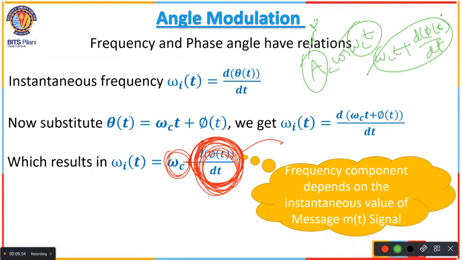Of course, when you write in terms of frequency, the t will not come. It is omega c plus d phi by dt; that's the frequency when you talk in terms of frequency. When you talk in terms of phase, your carrier will become omega ct plus phi of t. This is phase. Have you understood this? This is very important for you to remember.